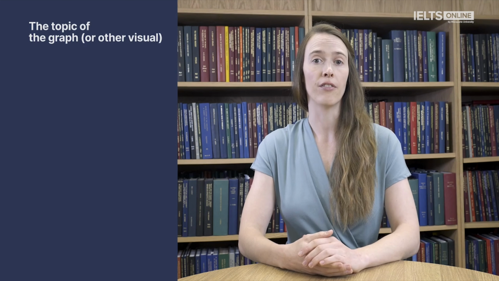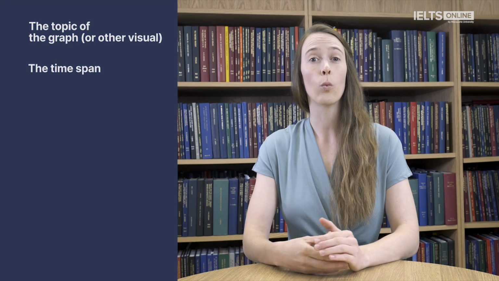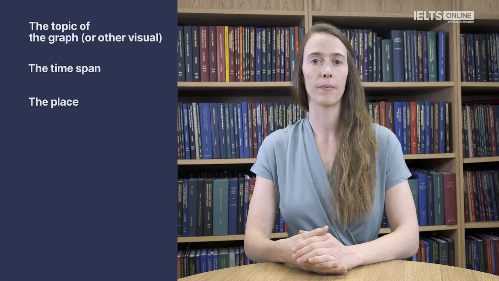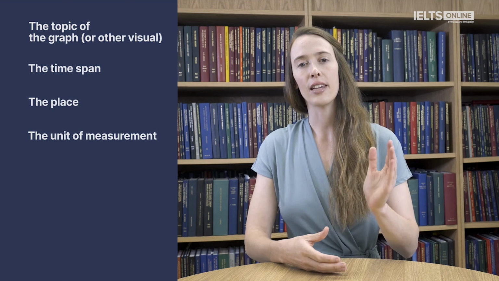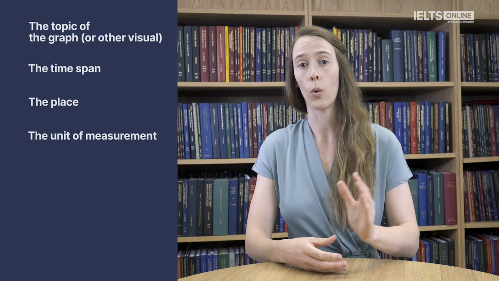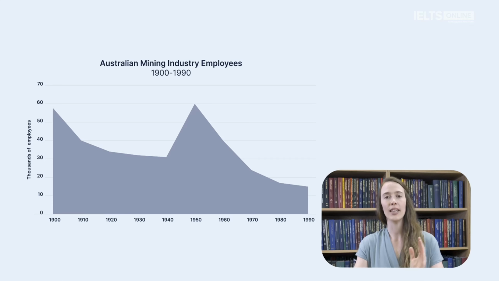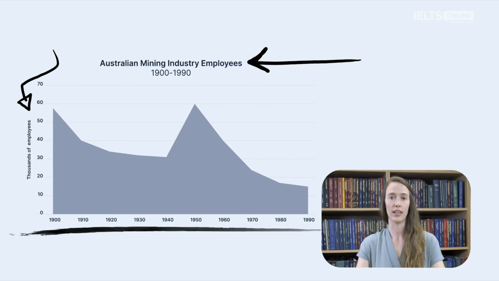The topic of the graph, or what the graph is about. The time span, or when the information in the graph is set. The place, or where the graph refers to. The unit of measurement. This information is located in the question and in the main features of the graph. You need to look at the question, the title of the graph, the description of the X and Y axes, and in the key or legend if there is one.